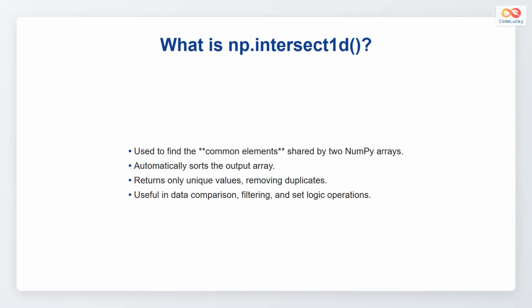The function np.intersect1d is used to identify elements that appear in both arrays. It automatically sorts the result, removes duplicate values, and returns the unique entries found in both input arrays. This makes it ideal for data comparison, filtering, and any operation where you need to find overlapping values across different datasets. For example, if two arrays represent separate lists of user IDs, the intersection will reveal the users that exist in both lists.